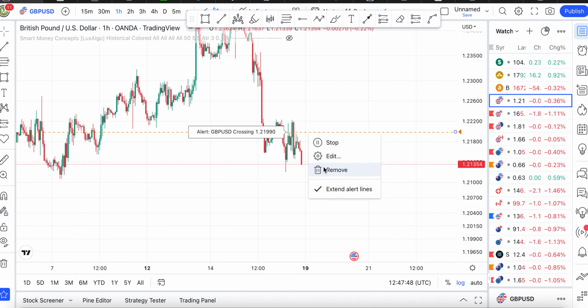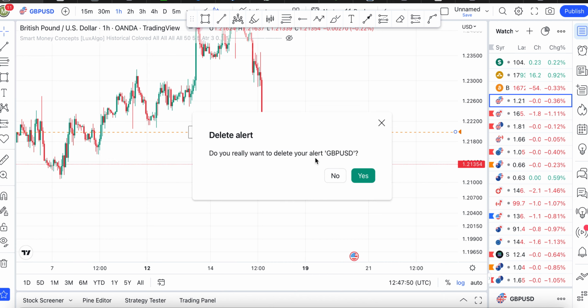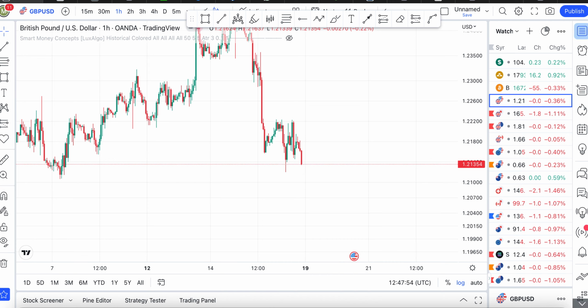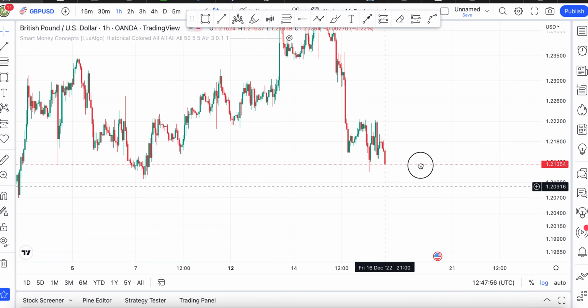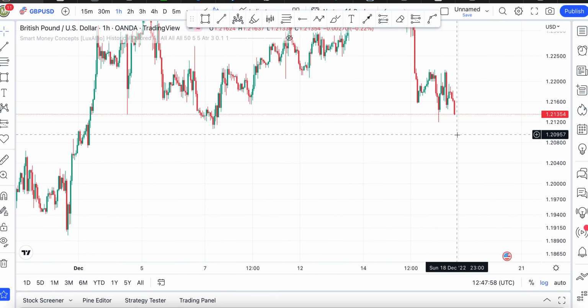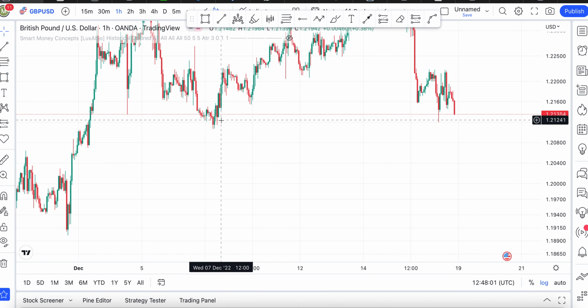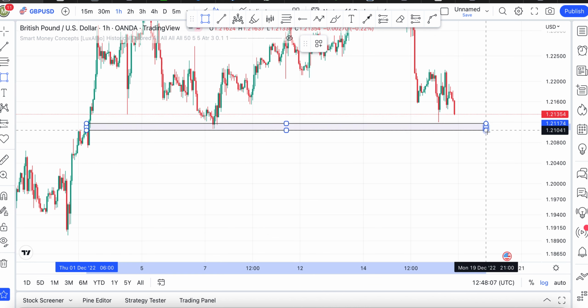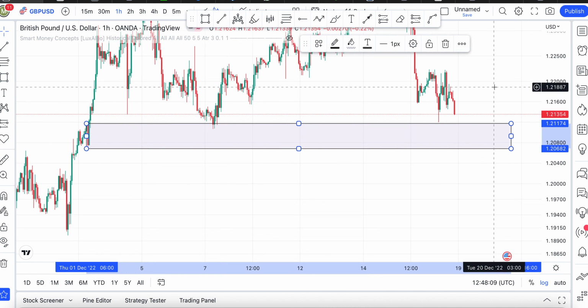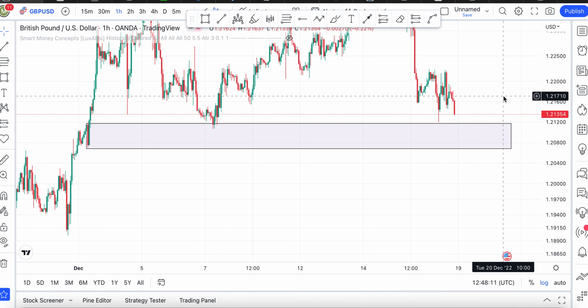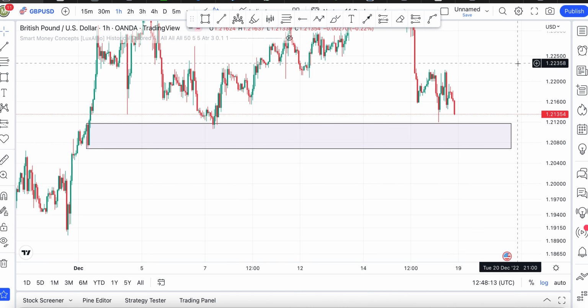GU is at a point where you can either change direction or it breaks a support and continues going down, because at this level there was a demand level line here, like a support, and GU is approaching that level. Now this is in the 1 hour time frame.